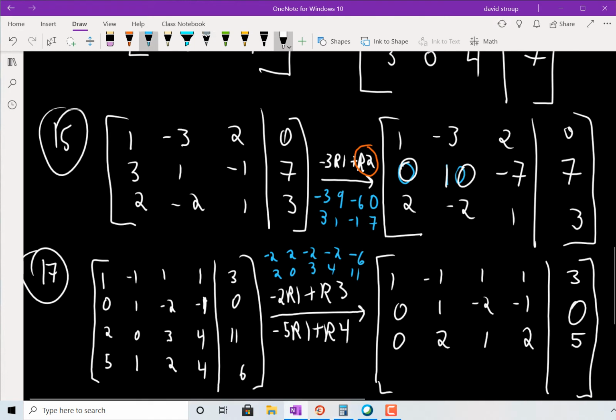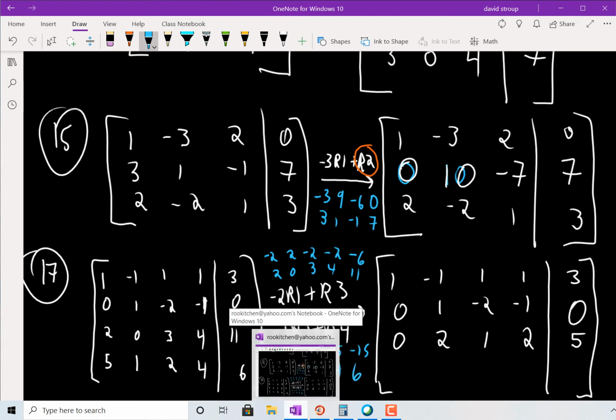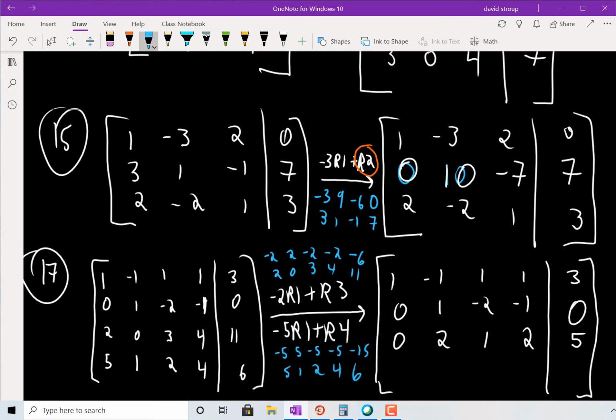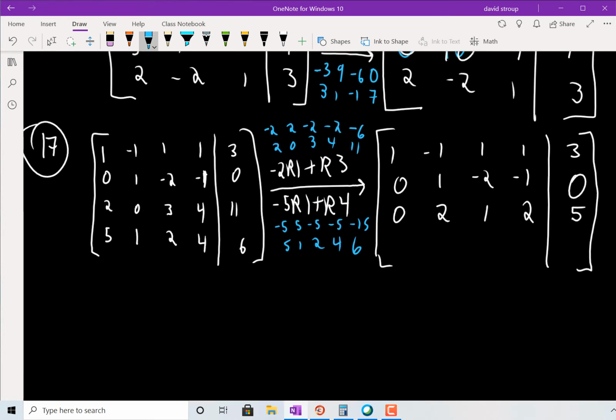And then -5 times row 1 is -5, 5, -5, -5, -15, and then row 4 is 5, 1, 2, 4, 6. See how, again, they cause a cancellation of that x variable. You're going to get 0, 6, -3, -1, and then I believe -9.